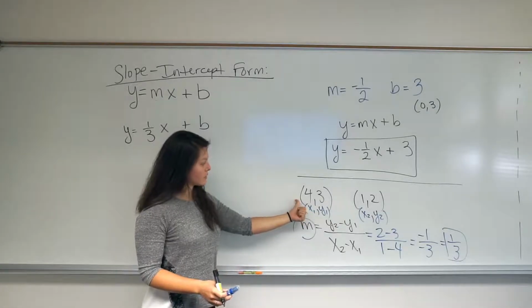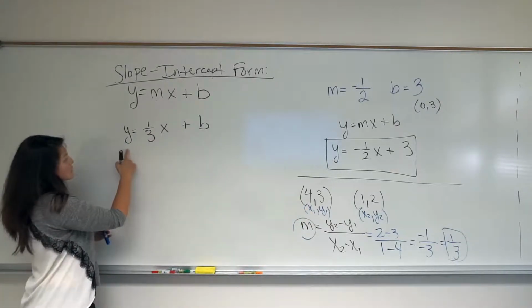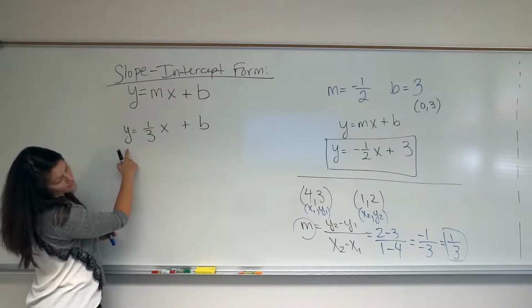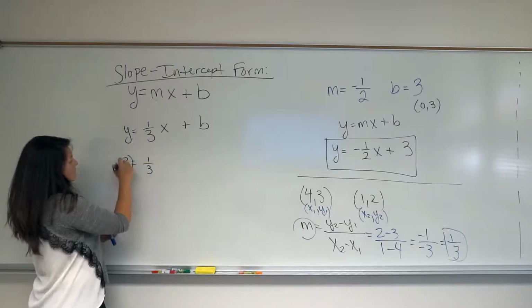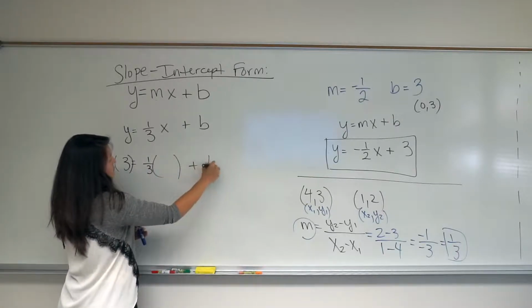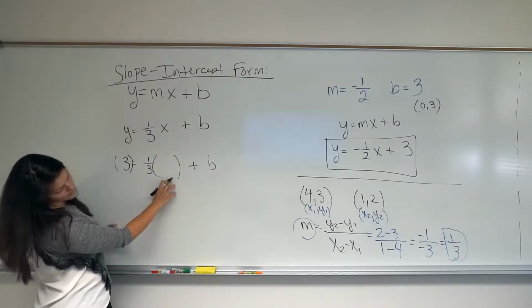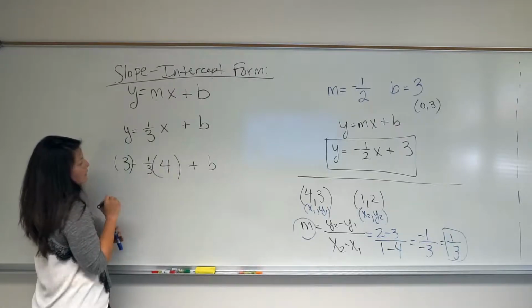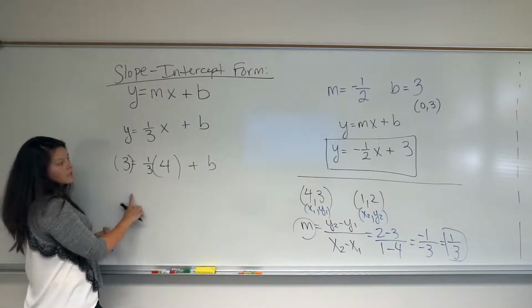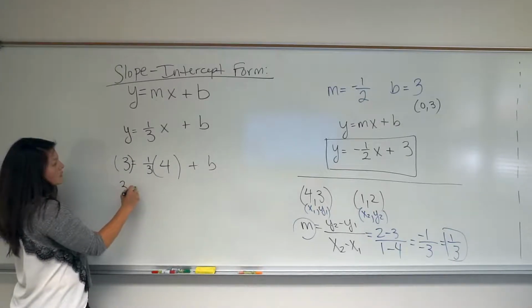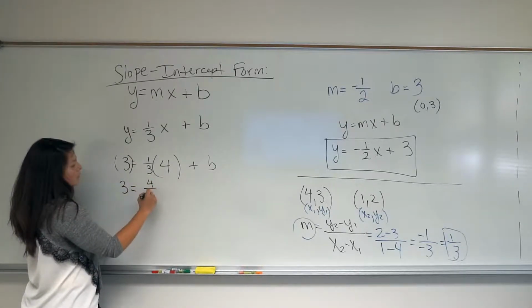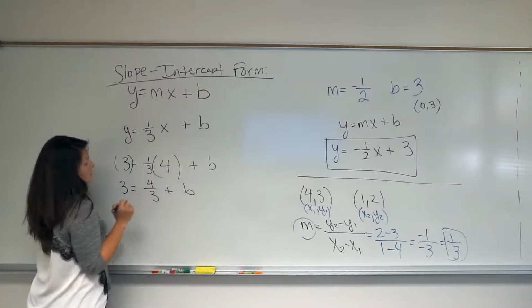Let's just pick this first one here, 4, 3. So I'll plug in my y to be 3, I'll plug in x to be 4. And now notice we have an equation where we can solve for b. Okay, so let's do this. We get 3 equals 4/3 plus b.